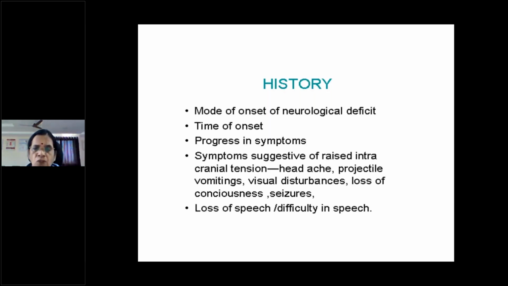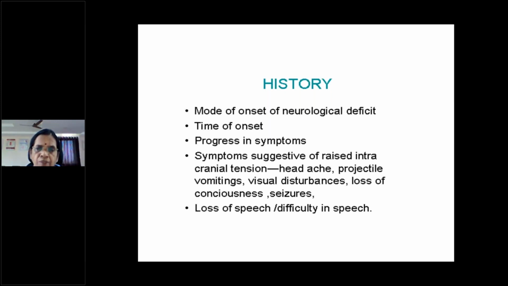So in raised intracranial tension, the patient will have headache, projectile vomiting, and visual disturbances. They can have blurring of vision, and loss of consciousness. This is a very important thing. Loss of consciousness indicates the patient is having a cerebral edema, which is the cause for the loss of consciousness. So these people require emergency treatment, in this type of case where the patient has raised intracranial tension symptoms.